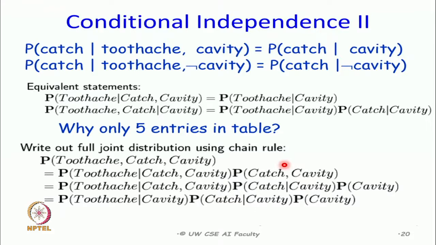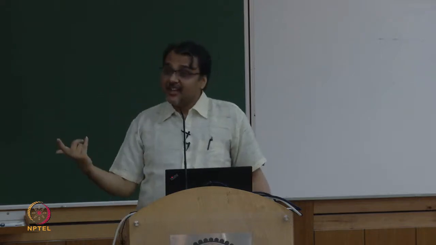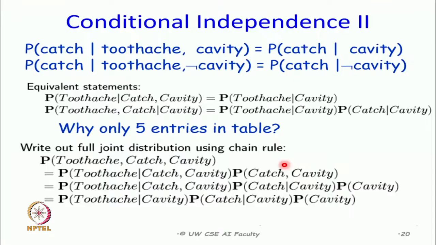How many parameters do I need to represent probability of cavity? Okay, somebody from here. How many parameters do I need to represent just probability of cavity? One. What's your name? Chinmay. Chinmay says 1. Why? Because either I can have probability of cavity or I can have probability of not cavity, but both of them sum to 1. So we just need one parameter.